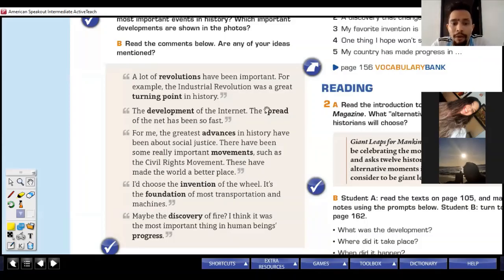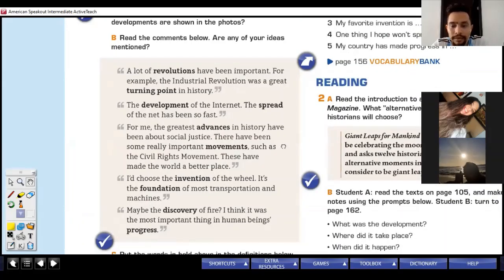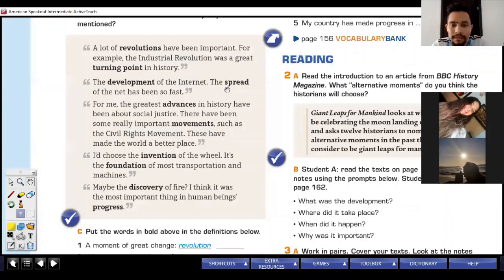Good, good. How about the spread? What is the meaning of spread? What do you think it stands for? All right. Can somebody tell me what spread means? It's like the extension of something. Yeah, when something expands, right? When it can go to many places at a time.